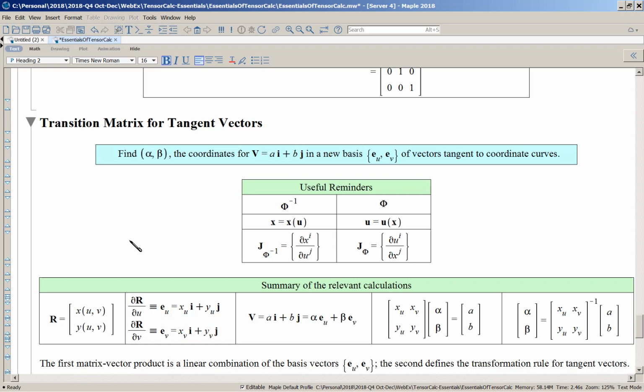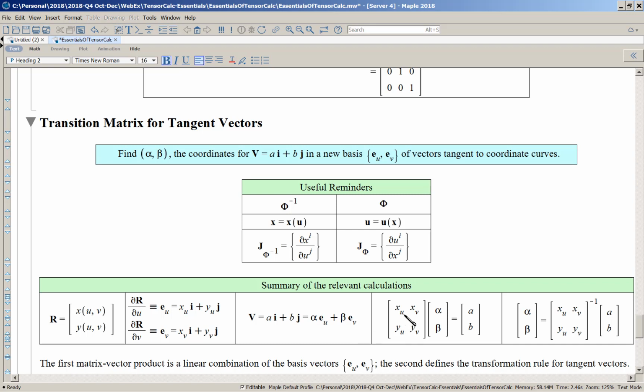So let's do the relevant calculations. So here is the position vector. You get new basis vectors along coordinate curves. They're subscripted because we're taking tangent vectors. And what will they look like? They will have two components, dx du and dy du. And the basis here is still i and j. And here's EV, dx dv, dy dv. And so you have an equality. ai plus bj has to be the same vector as alpha EU plus beta EV. Exactly what you do in linear algebra.